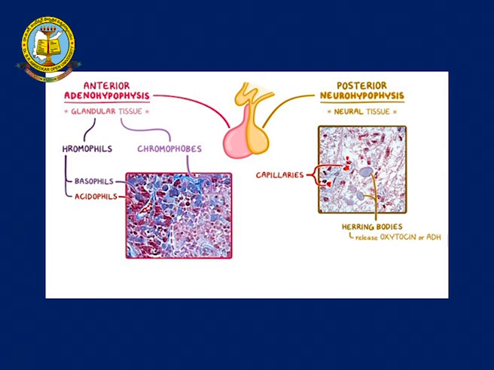These are acidophils and basophils, present in the anterior region of the pituitary gland, and the posterior region has capillary-rich areas and Herring bodies, where oxytocin and ADH molecules are released. These are neural tissue. This is the structure of the neural tissue. If you section the neurohypophysis and adenohypophysis, this is what it contains.